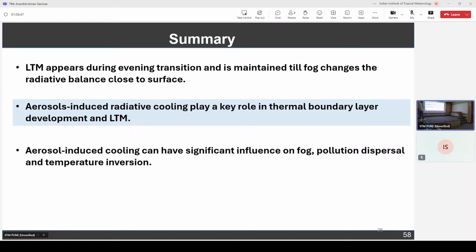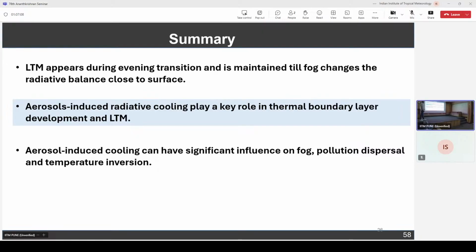So I highlight a few key points. The LTM, which was first discovered and observed in Pune, has its origin in the aerosols, and it appears most of the time during the evening transition and is maintained until fog changes the radiative balance near the surface. It plays a key role in thermal boundary layer development and the LTM.